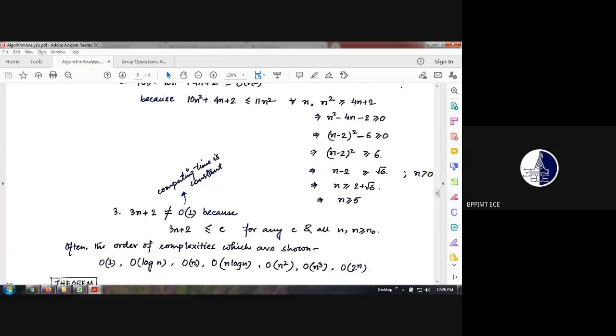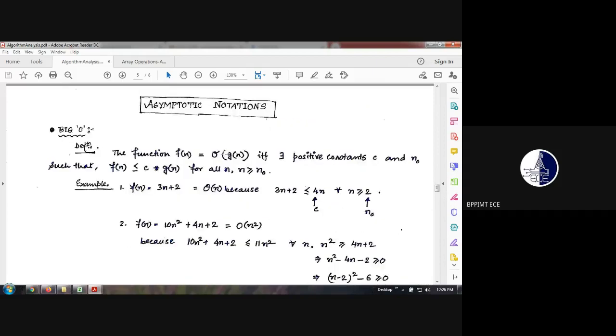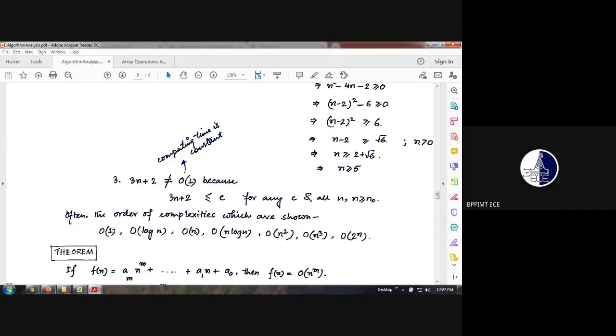And the third point, with which I want to conclude this lecture, is 3n plus 2. Order of n means linear growth of the time complexity function. Order of n square means quadratic growth of the time complexity function. What about order of 1? It means it is independent of n. Whatever the value of n is, the complexity is simply constant.